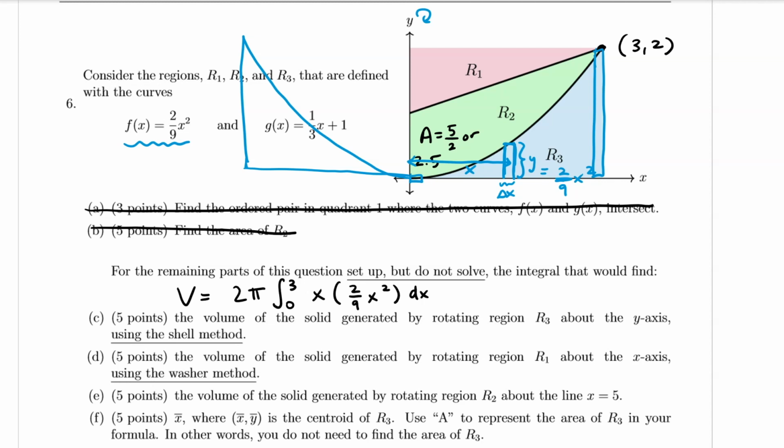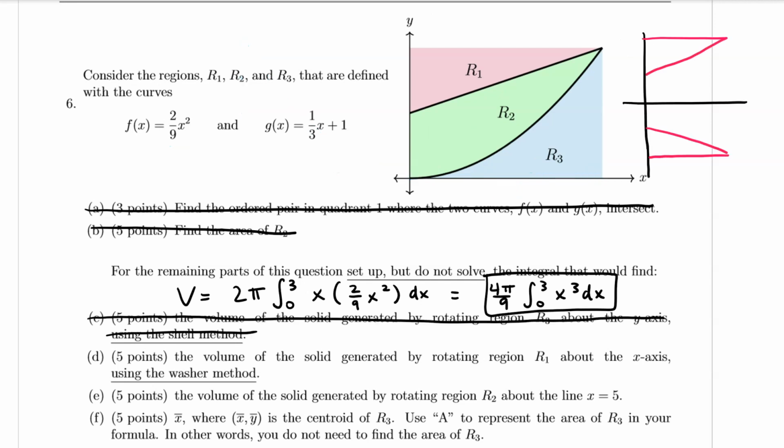And then our radius is x, and our height is 2/9 x squared, and we are integrating with respect to x. Now, this is not necessary because you don't have a calculator, so I typically ask my students not to simplify numerically, but if I wanted to factor out the constant and multiply the x and the x squared together, that's going to give me 4 pi over 9 times the integral from 0 to 3 of x cubed dx. And again, it just asks us to set up but not solve these integrals, so maybe I'll just box this for part C.